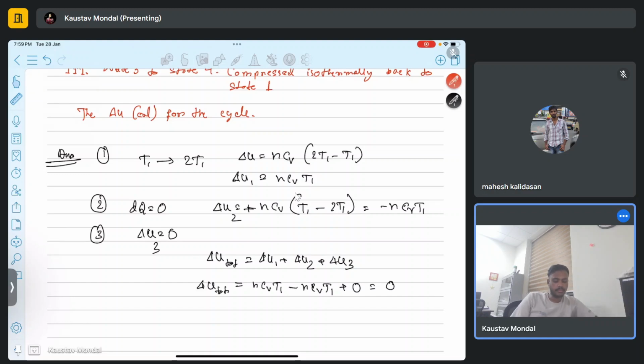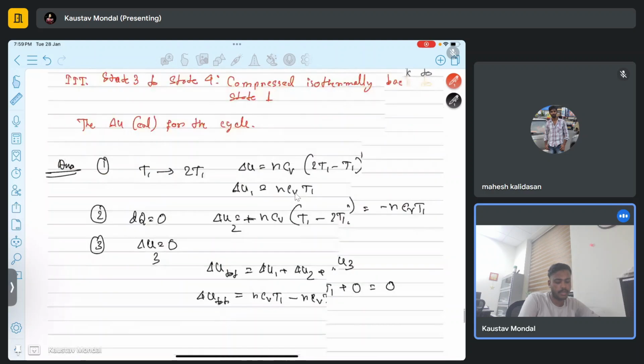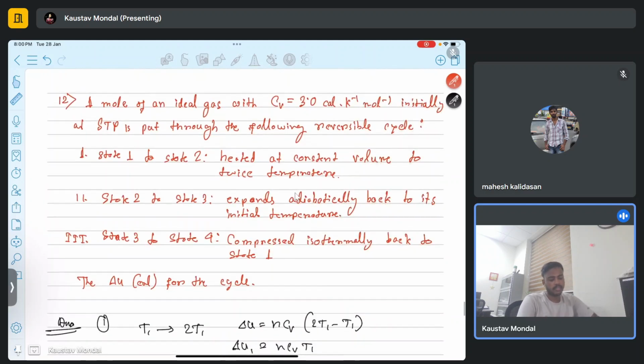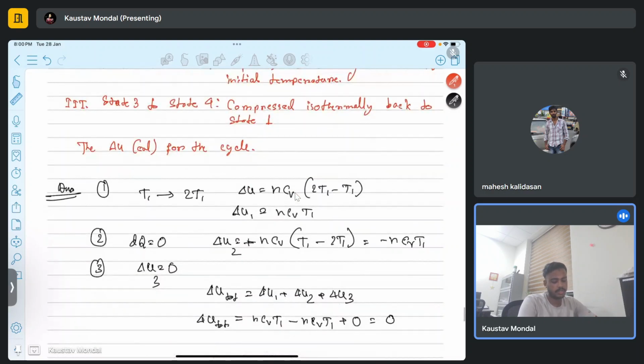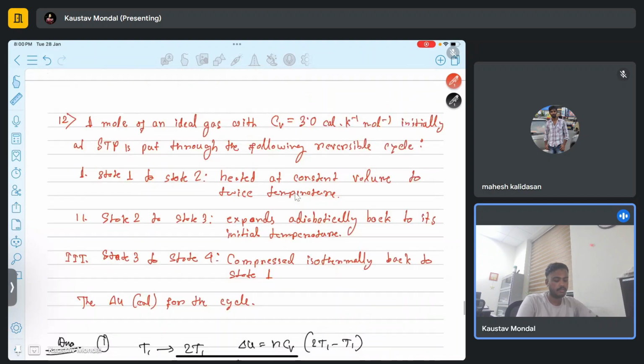Now the funny part is, I could calculate this delta U total by calculating the change in internal energy during all these three processes, and after calculating delta U1, delta U2, delta U3, I can tell the overall change in delta U will be 0. But I can also tell it from the first place.